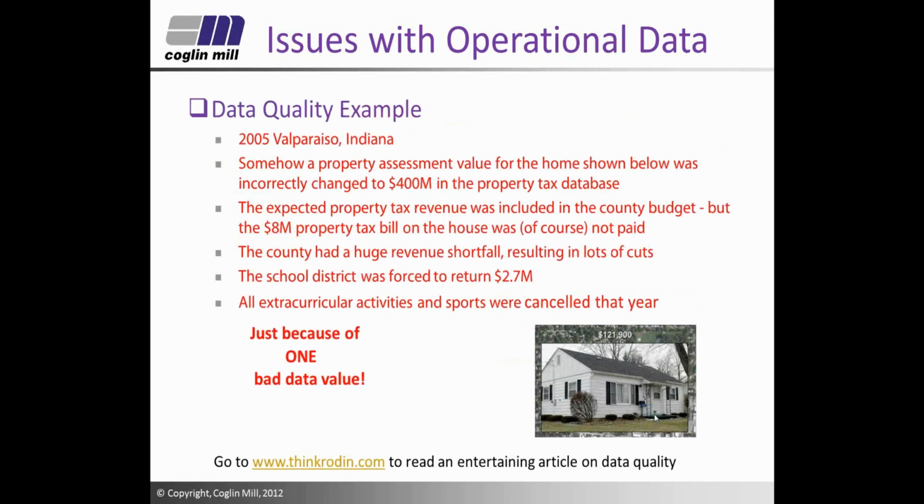This is just a classic example of the sort of thing that can happen with one bad data value. The picture here is a house in Valparaiso, Indiana. I won't spend a lot of time talking about this, but somehow its property value in the property tax database was changed from $120,000 to $400 million. Nobody knows how it happened. The first thing anybody learned about this is when the homeowner got his $8 million property tax bill. So of course he didn't pay it.